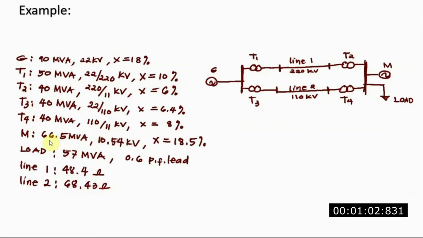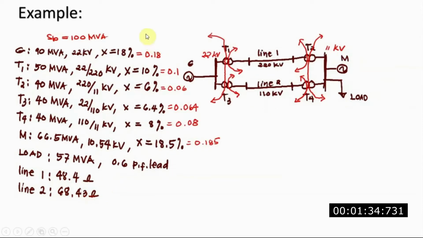And for the motor you have 66.5 MVA at 10.54 kV, and the X is 18.5%. For the load you have 57 MVA, 0.6 power factor lead. It means that this load is more capacitive. And for your transmission you have line 1 and line 2. For line 1 you have 48.4 ohms, and for line 2 you have 68.43 ohms.